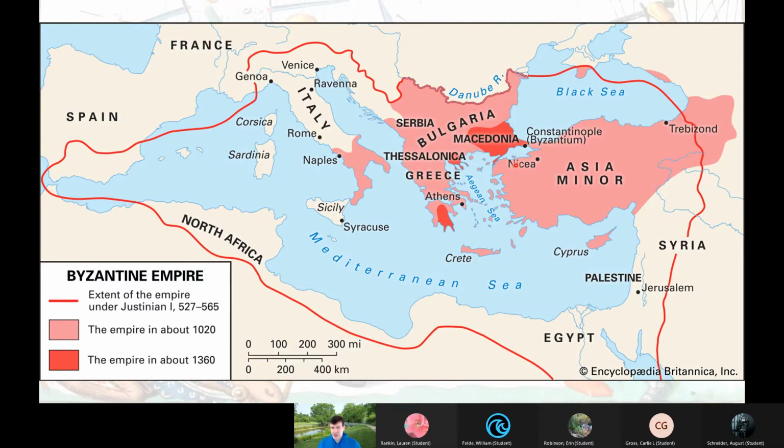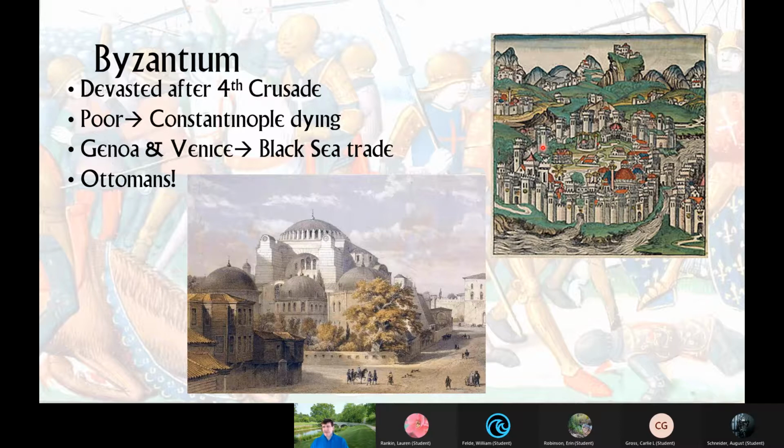But look at its position in the world. By holding right here, that controlled trade from Asia coming this way, an incredibly strategic position, Constantinople. That meant actually much of the trade was going through Egypt into the Mediterranean. But what an important position. So, devastated by the Fourth Crusade, as I mentioned before, they were dying poor.